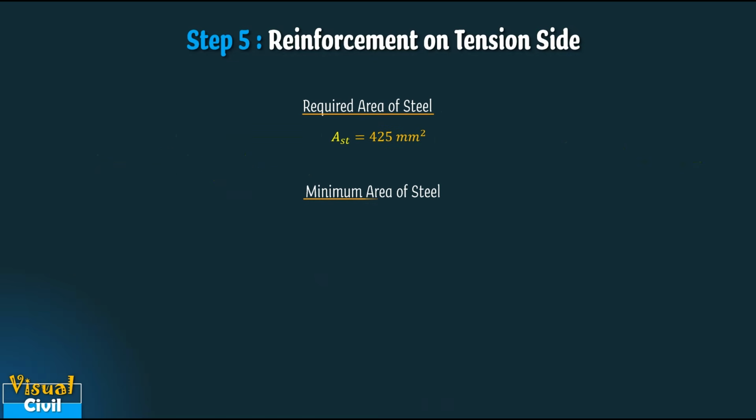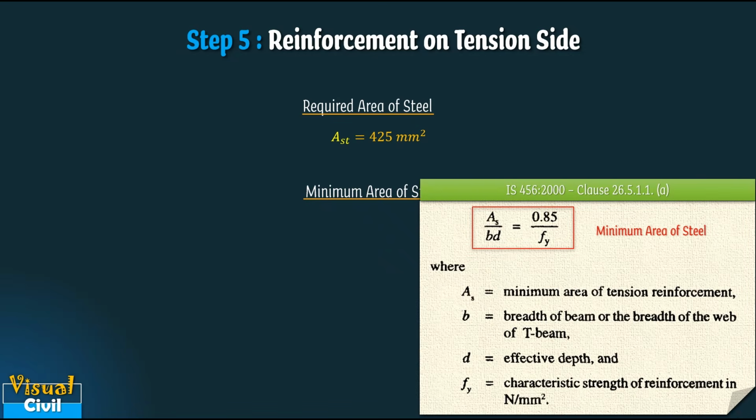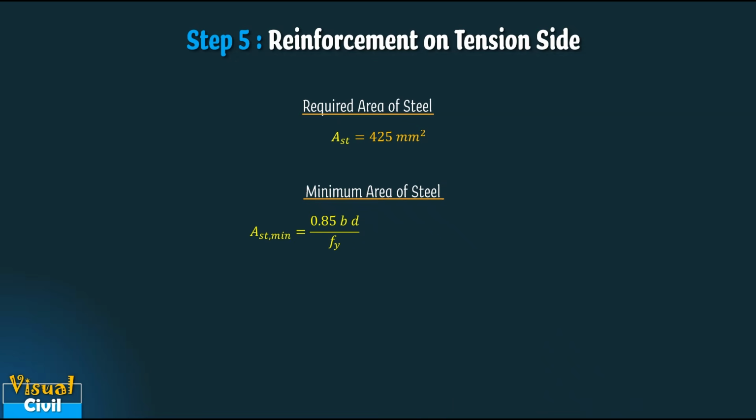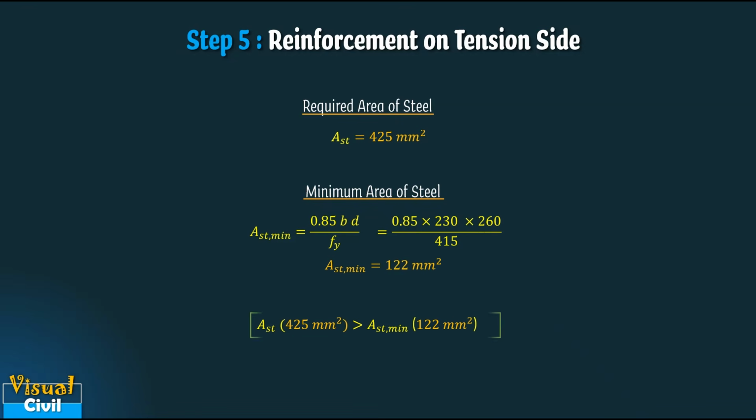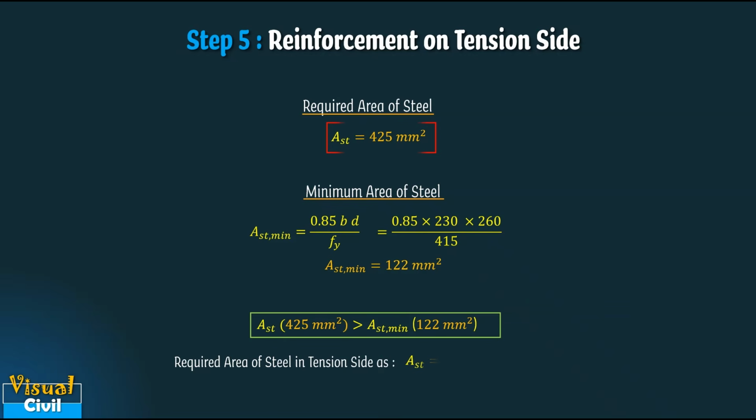Now let us check the minimum area of a steel required as per IS code. Using the equation given in clause 26.5.1.1a of IS 456, the minimum area of a steel required is 122 mm square, which is less than the required area of a steel 425 mm square calculated earlier. Hence, required area of a steel on the tension side is equal to 425 mm square.